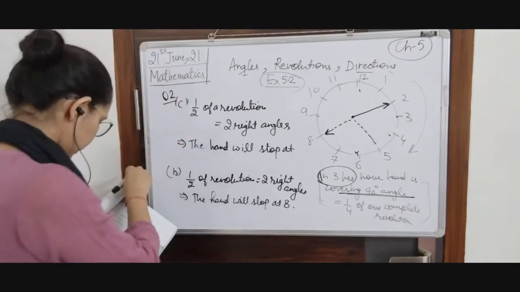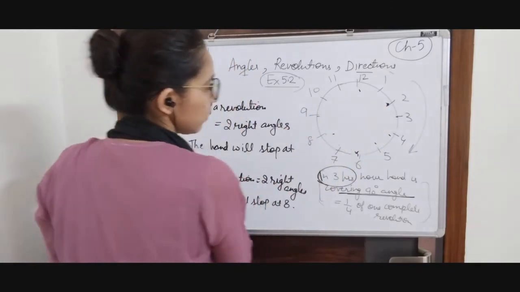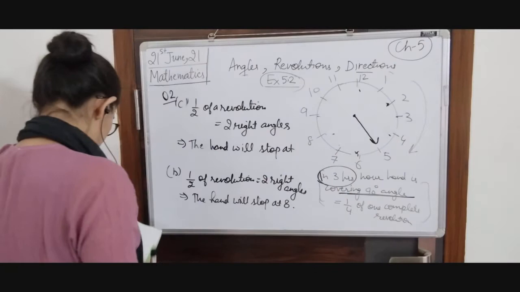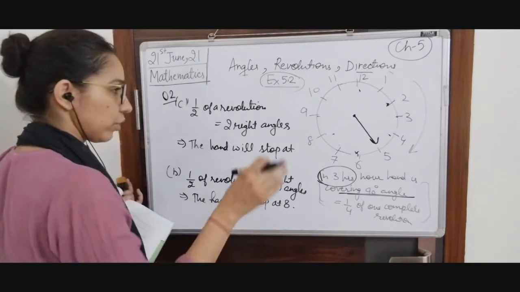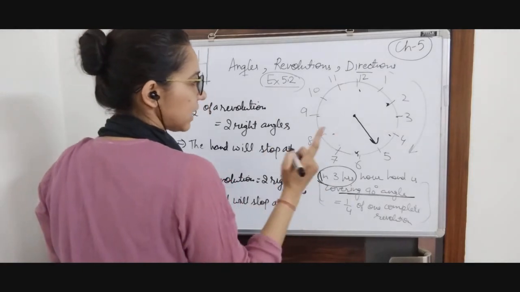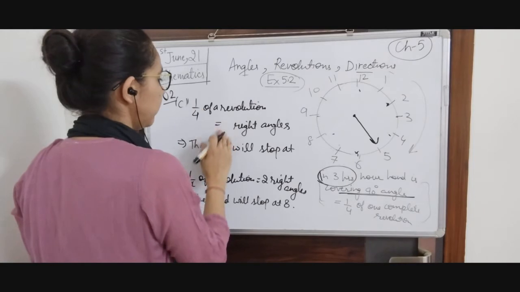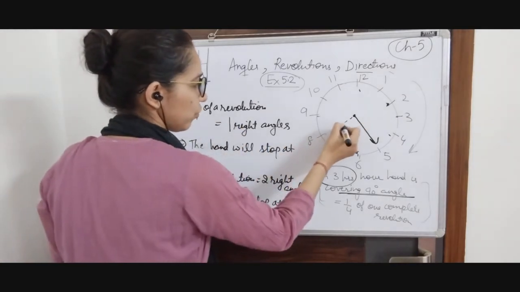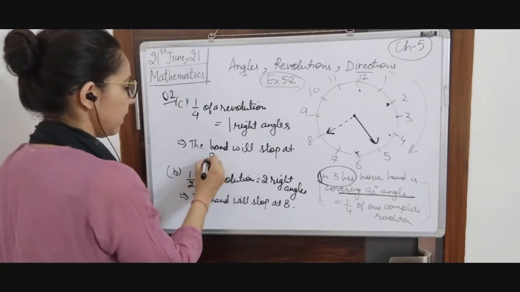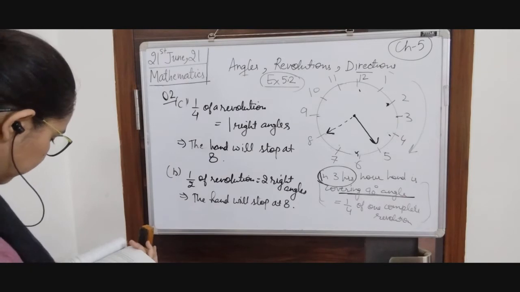Next, C part is, if it is starting at 5, so it is starting from here, then it is making 1/4 of a revolution clockwise. It is going in this direction, and 1/4 of revolution means one right angle. Okay, so we are going to stop at 8. The hand will stop at 8, clockwise.